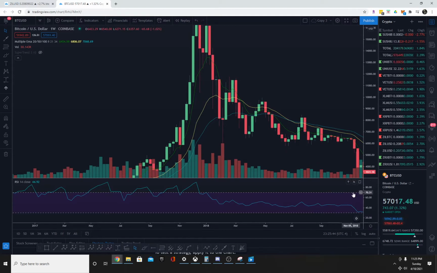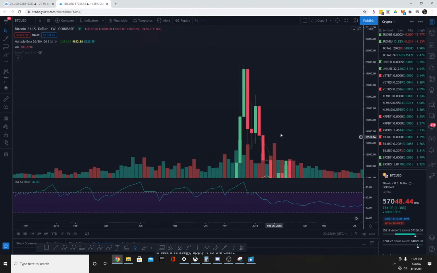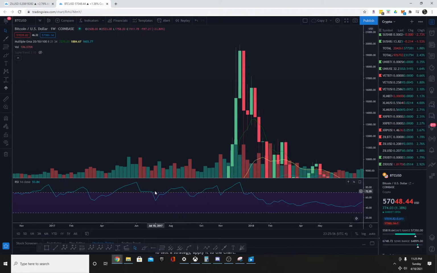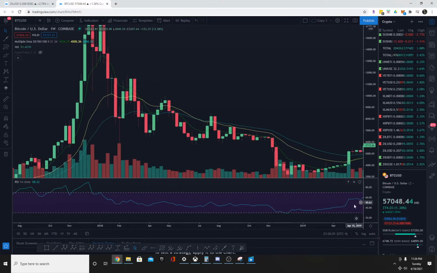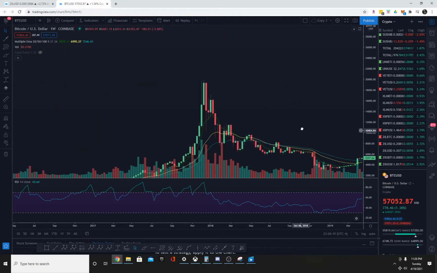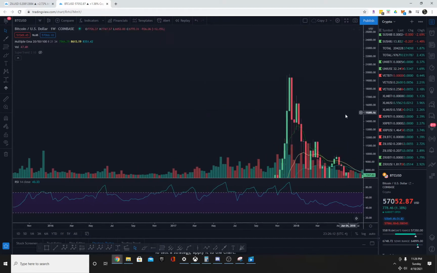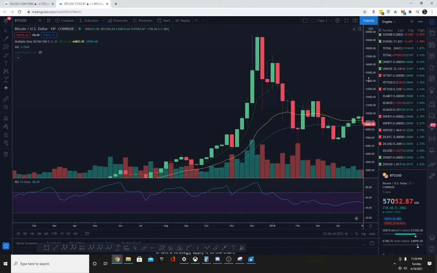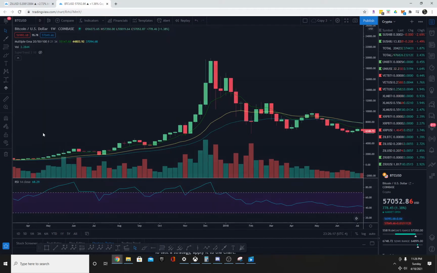Anytime it's above 70, it's overbought. Anytime it's at 30 or below, that means it's oversold. What that means is anytime it's overbought, it might be a good time to take some profits. Anytime it's below 30, there might be a bounce soon, or it might mark the bottom of the trend. So let's read this RSI. Let's go to the daily.